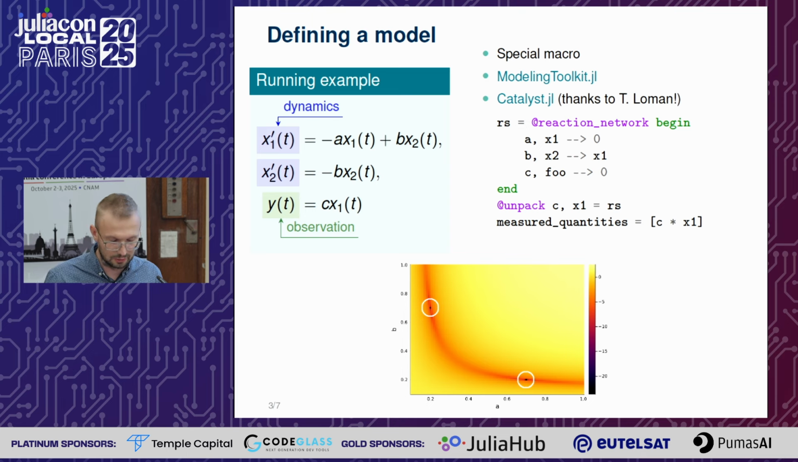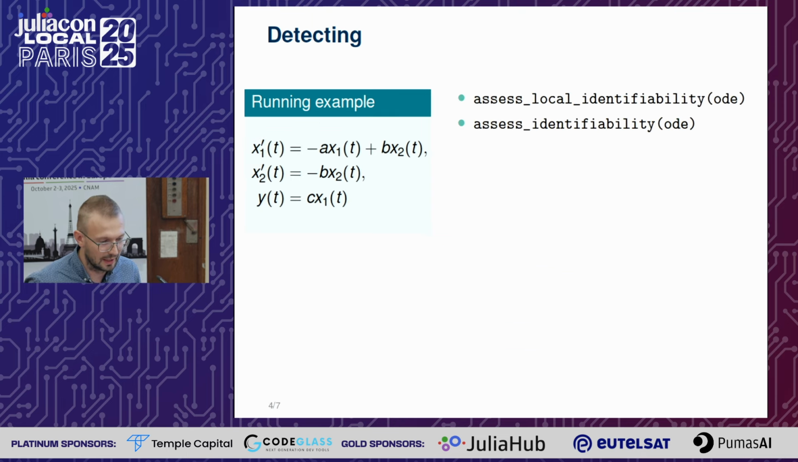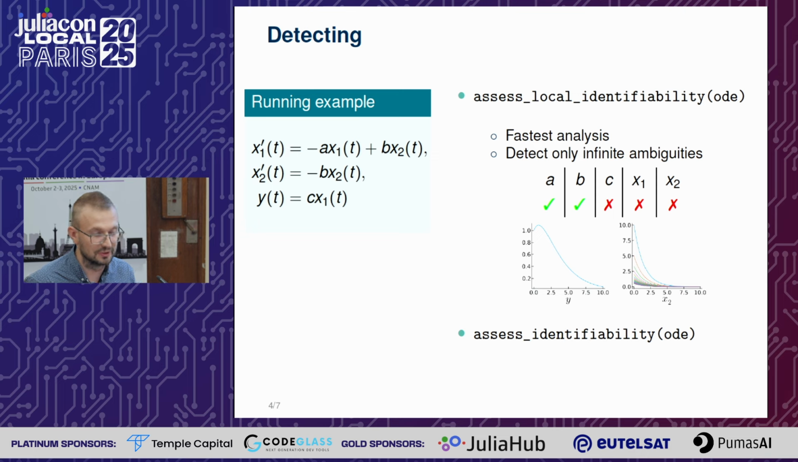Now we have the model, what can we do? We can ask the package to assess identifiability. There are two different ways of doing this. One is assessment of local identifiability. This is the fastest thing you can do, it's pretty fast, but it detects only infinite ambiguities. So it detects if a parameter has infinitely many possible values. So here it says that a and b are clear, and c, x1 and x2 are not so good.